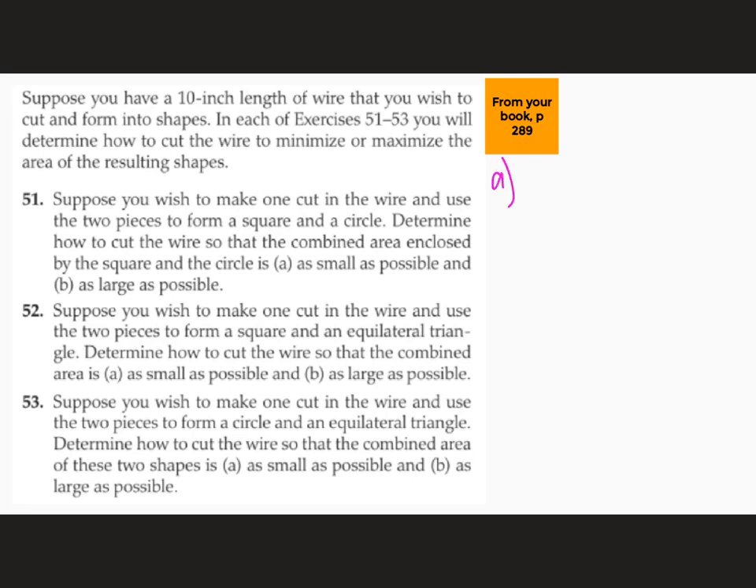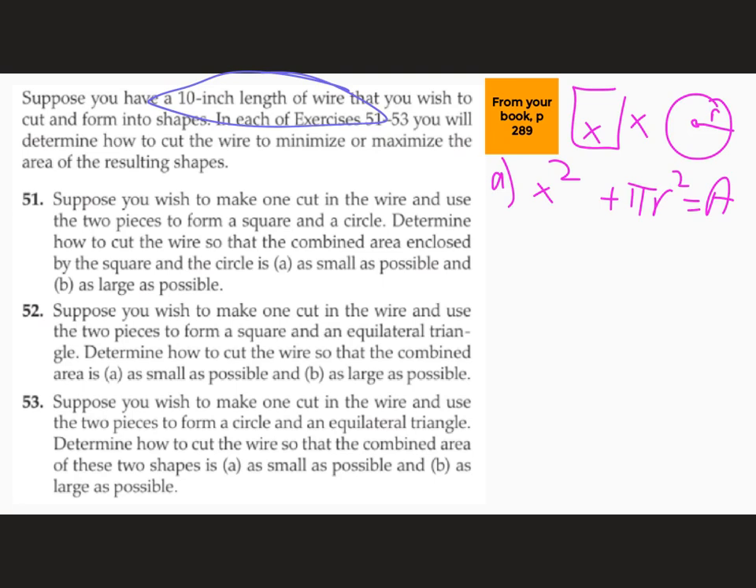So if we have a square, let's call it x by x, that's x squared. And if we have a circle, let's call it the radius r, that's pi r squared, and that's your total area. In order to minimize or maximize that, we'll have to take a derivative. But let's see, do we have another equation we can write? We know we have 10 inches of wire. So doesn't that mean that 4x plus 2 pi r is equal to 10?